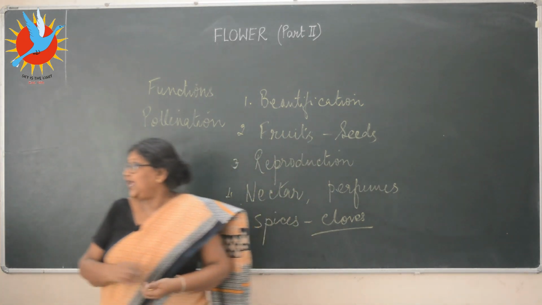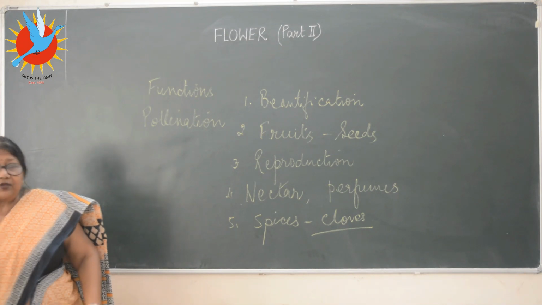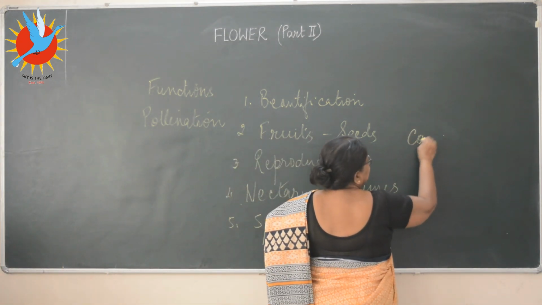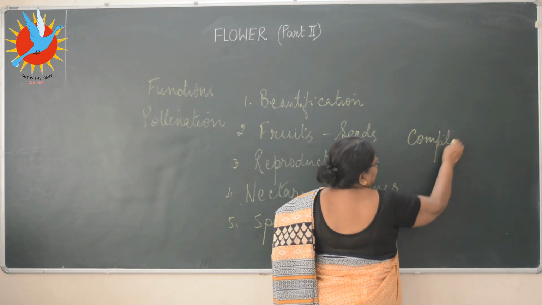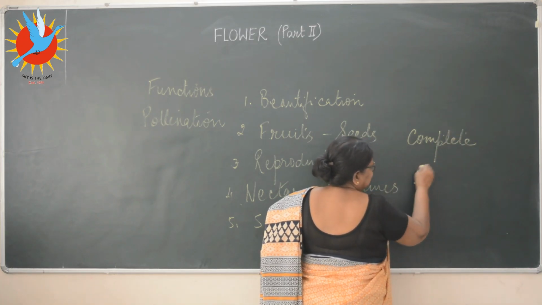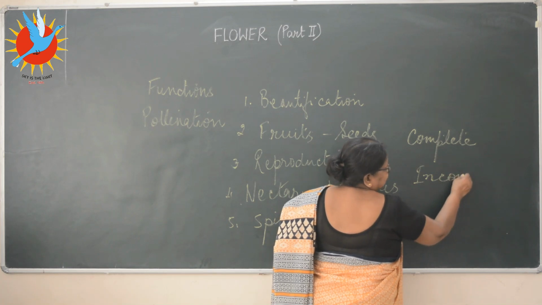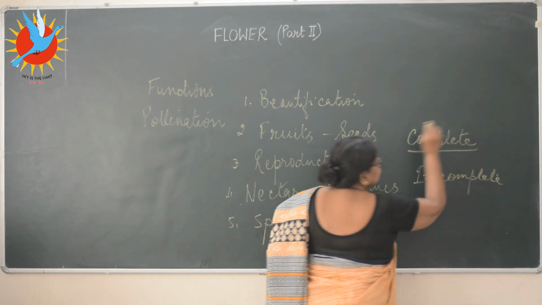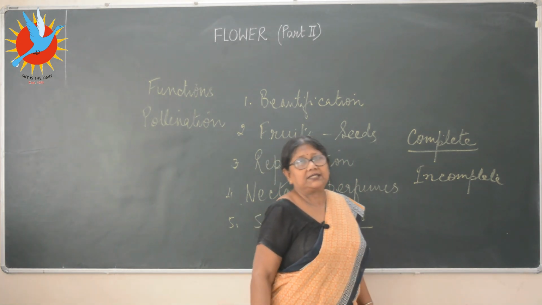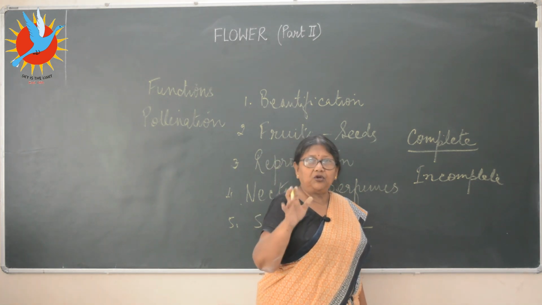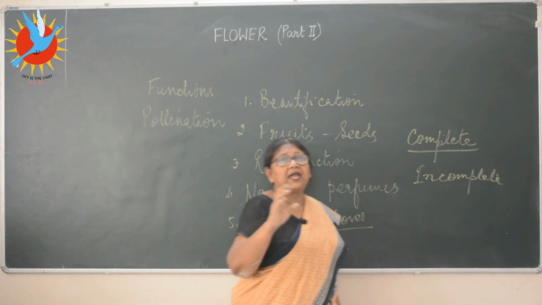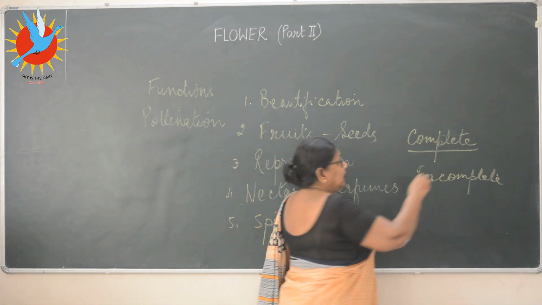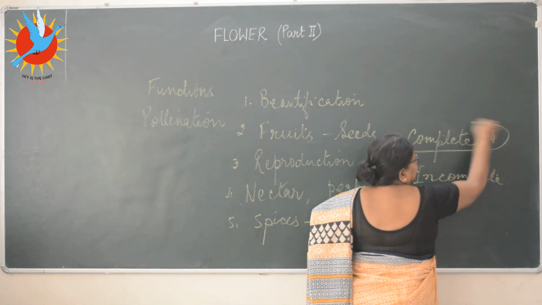Now next, 2 types of flowers are there. One is called the complete and the other one is called the incomplete. What do you mean by that? Complete means which have got all the four whorls: calyx, corolla, androecium and gynoecium. When all the four whorls are present in a flower, that flower is called a complete flower.